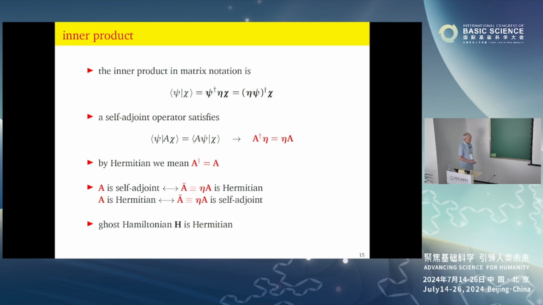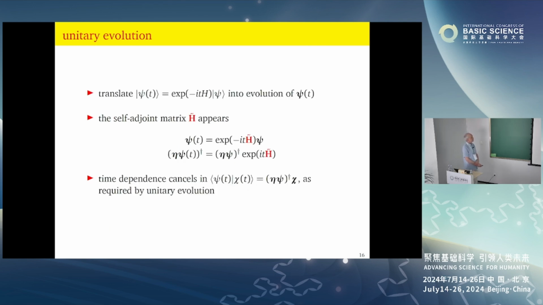Now, it turns out that the gross Hamiltonian is Hermitian in the usual sense. It's not self-adjoint. But there is another matrix, H twiddle, which will be self-adjoint, and we'll see that that plays a central role. So, for example, in unitary evolution, the evolution of an arbitrary state. If you translate that into the evolution of this column vector, then we find the H twiddle matrix appears. And if I consider this row vector, it also transforms according to H twiddle. But these two factors are factors in the definition of the inner product. So you can see that in the time-dependent inner product, the time dependence canceled out. And that's consistent with unitarity. It's certainly a property of normal quantum mechanics.